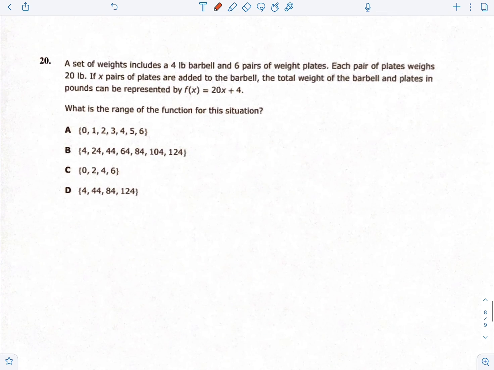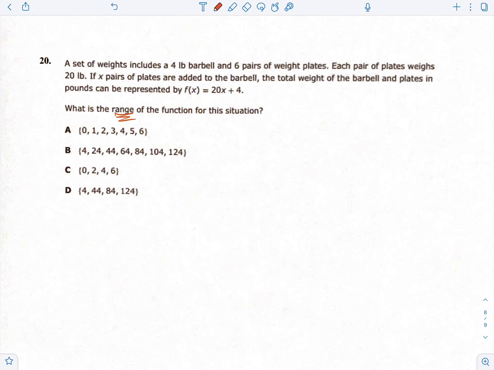Last one. It says a set of weights includes a 4-pound barbell and 6 pairs of weight plates. Each pair of plates weighs 20 pounds. If x pairs of plates are added to the barbell, the total weight of the barbell and plates in pounds can be represented by f of x equals 20x plus 4. What is the range of the function for this situation?